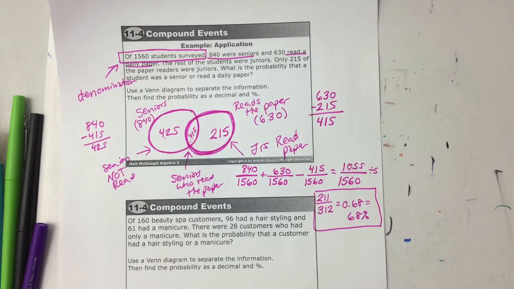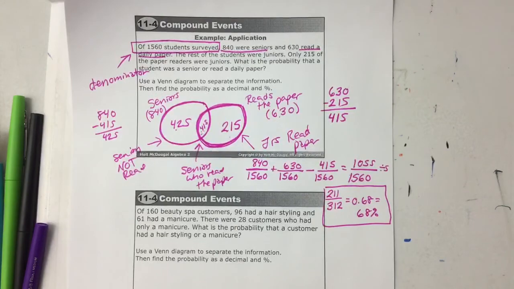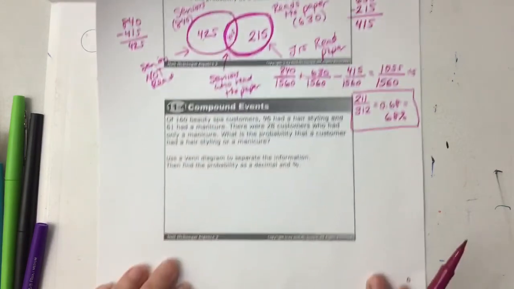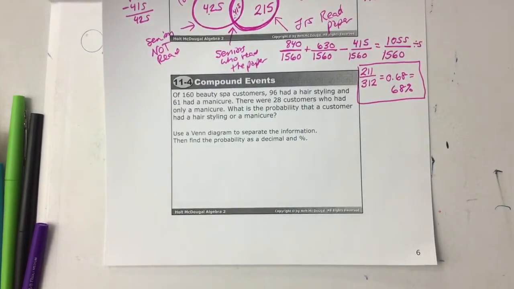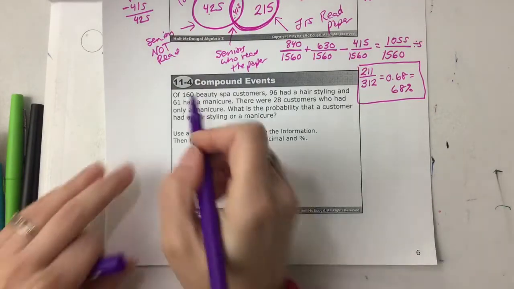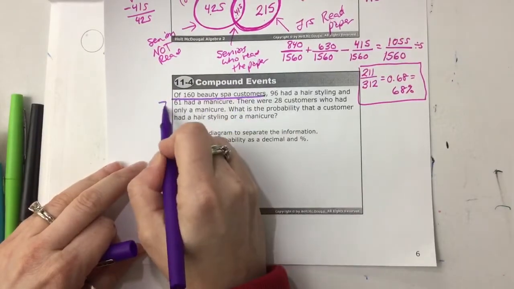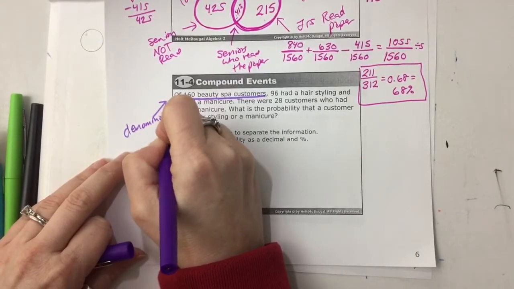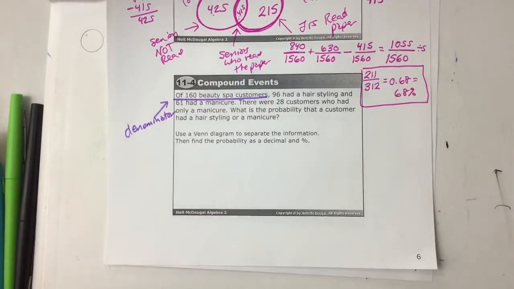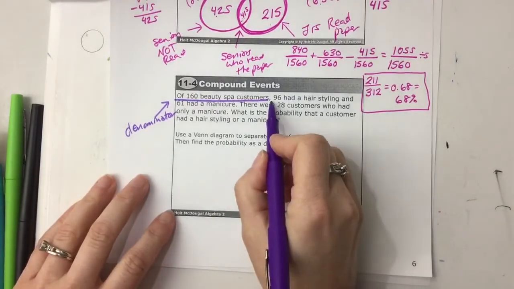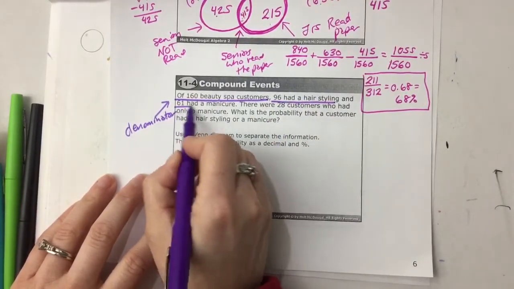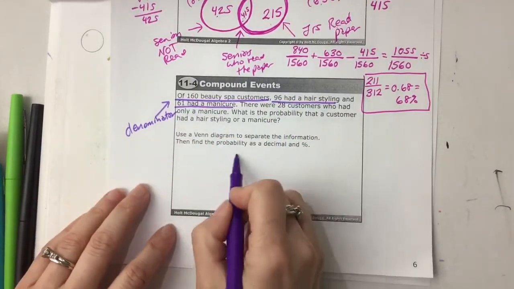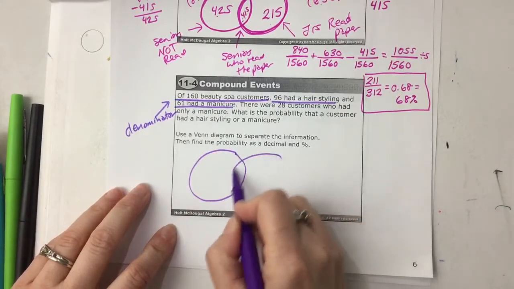Okay, in case you're thinking, holy crap, that was crazy, we're going to do another one. Of 160 beauty spa customers, that is your denominator because that's the total. So there are a total of 160 beauty spa customers. 96 had hairstyling and 61 had a manicure. So there are your two ideas.